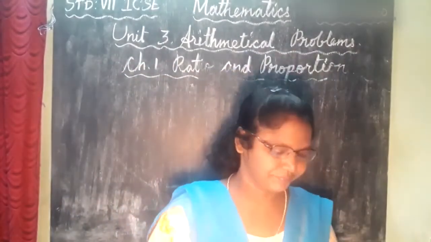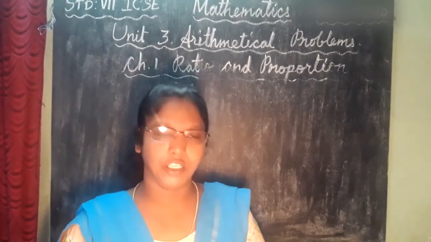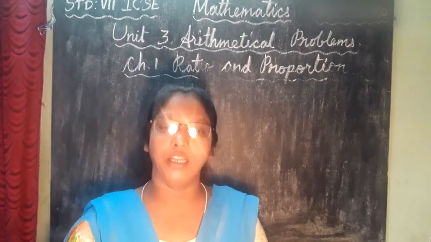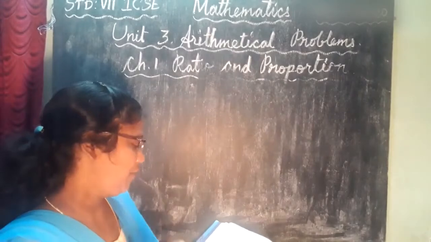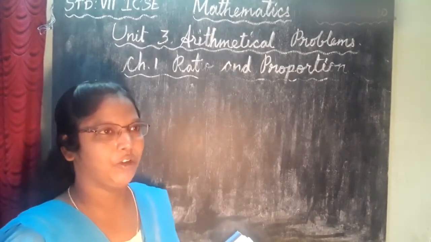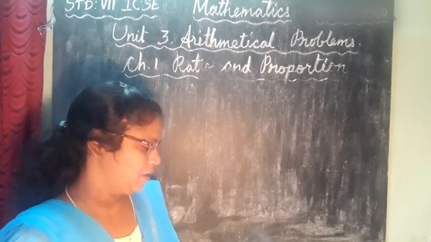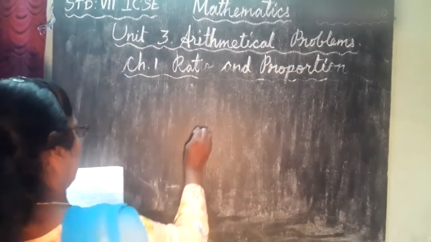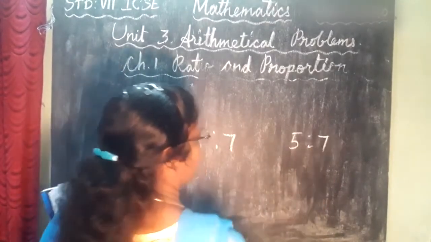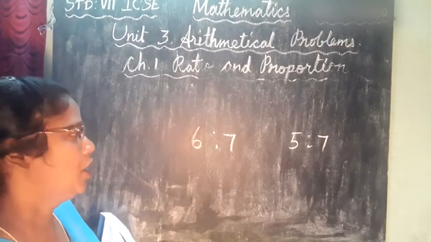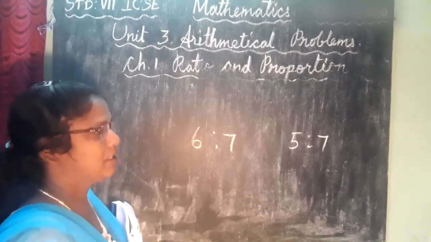Next, here we have comparison of ratio, compound ratio and continued ratio. Comparison of ratio means what? When we compare two ratios to find out whether one is smaller or greater, we use this. For example, suppose 6 is to 7 and 5 is to 7 are given. Two ratios can be compared to find out which is smaller and which is greater.